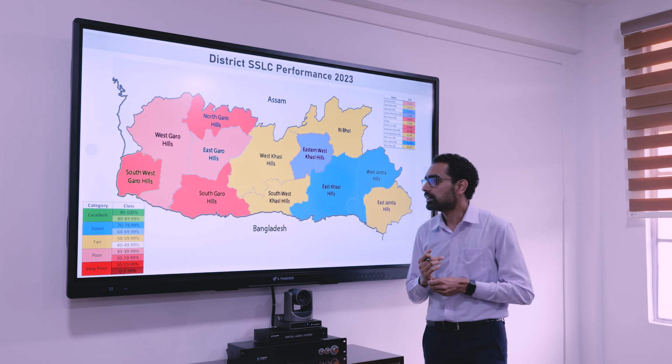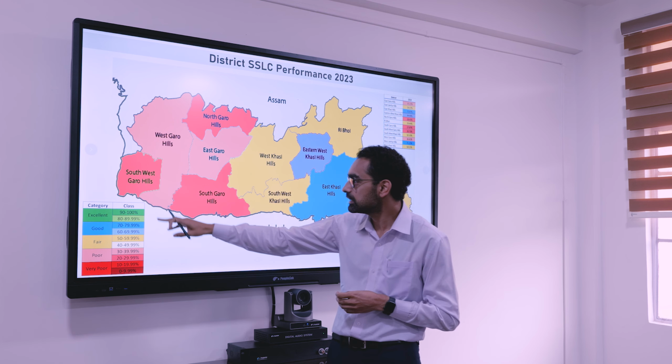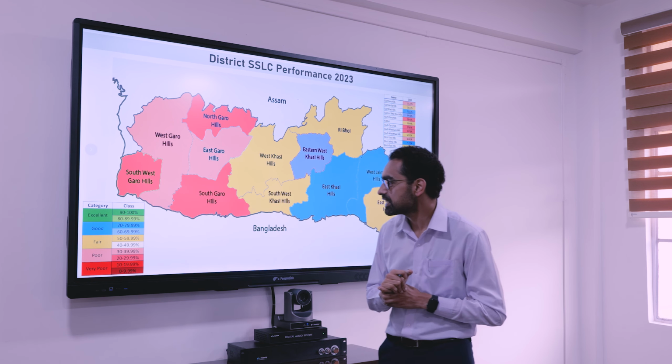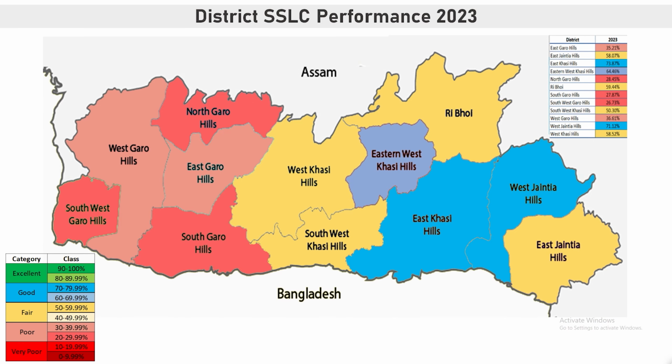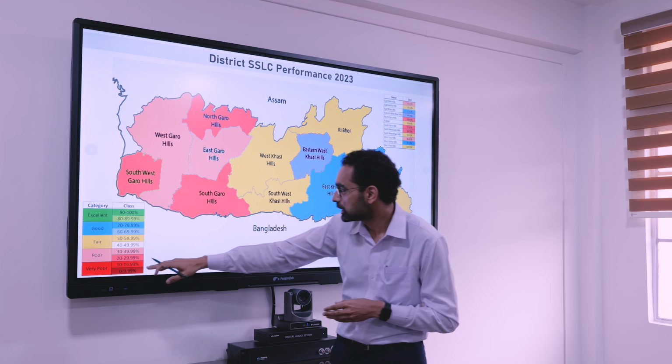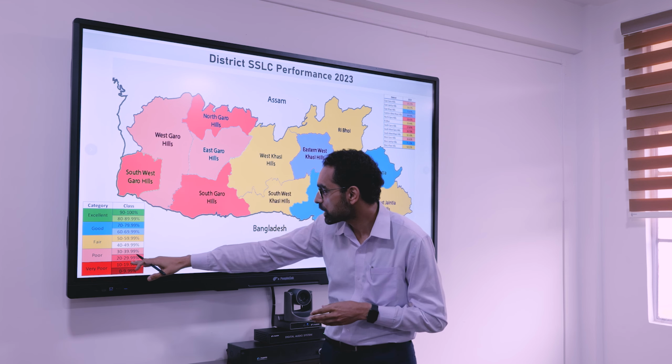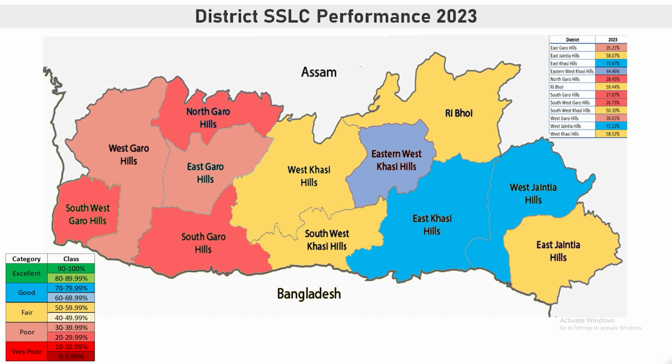Now this is the spatial variation, and we have color coded it based on the pass percentage. As you can see, the Garo Hills region is below 40%, and within that also there are certain districts where South West and South Garo Hills and North Garo Hills are in the range of 20 to 30%. So that is more of a concern. And then as we move towards the east, we see that some kind of improvement is there, and the best performing districts this current year are East Khasi Hills and West Jaintia Hills, followed by others. So this is the kind of spatial variation which we are seeing.